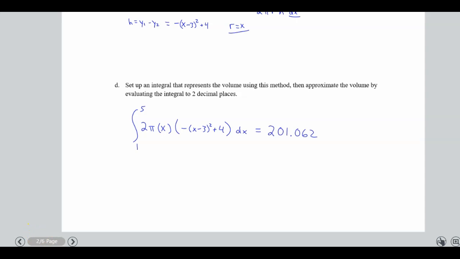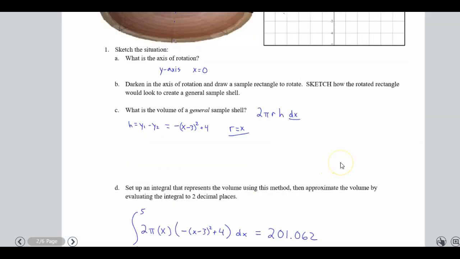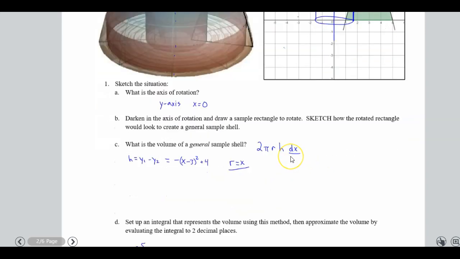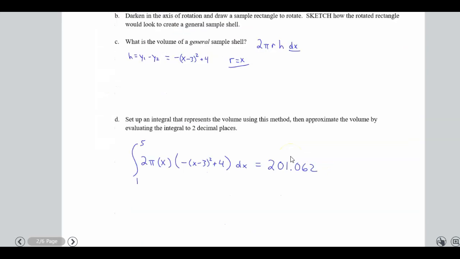So I get 201.062. Again, you can use this on your calculator or Desmos just to calculate that value. And this should match with the other one that we got with washers. Washers was a little harder because you had to rearrange the equation and do all that stuff, but shells works pretty nicely with this one.